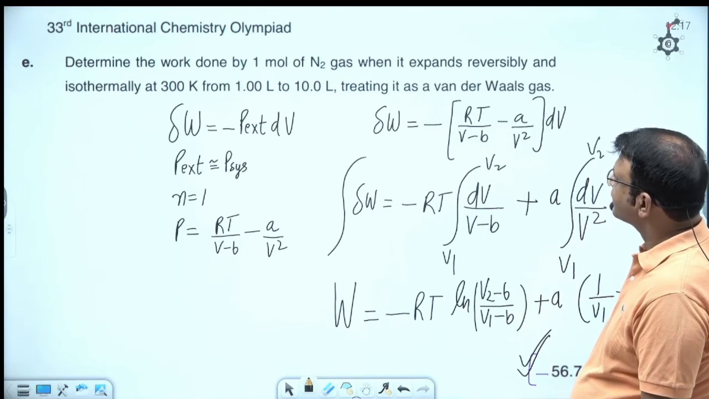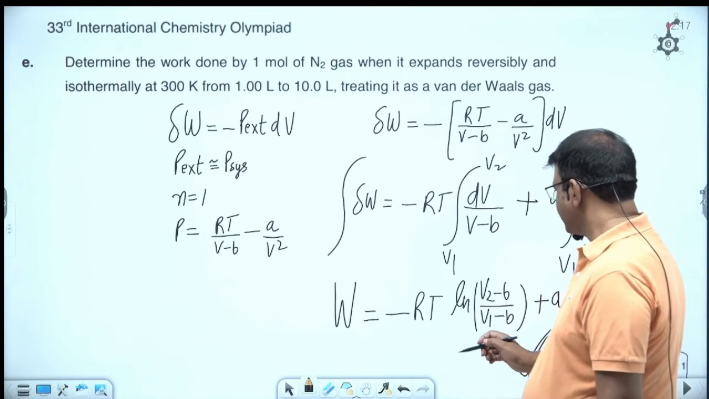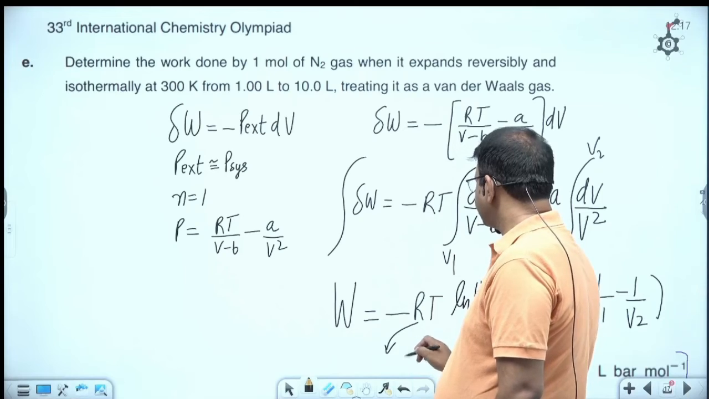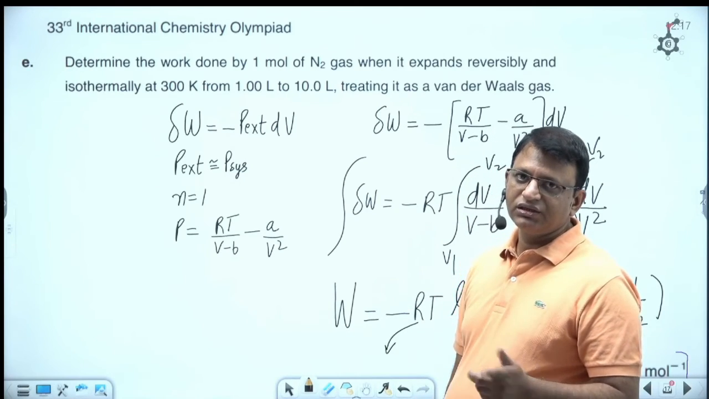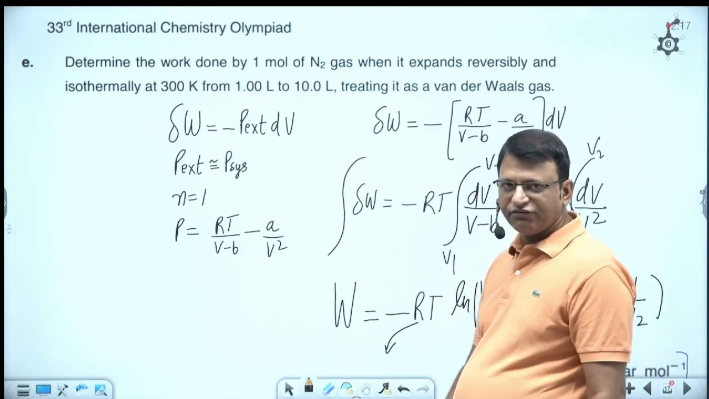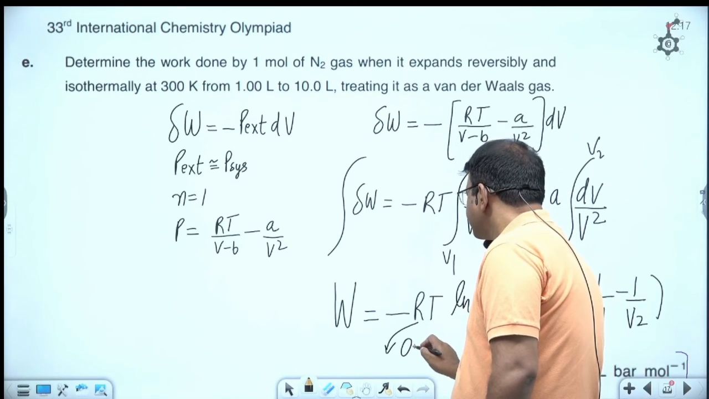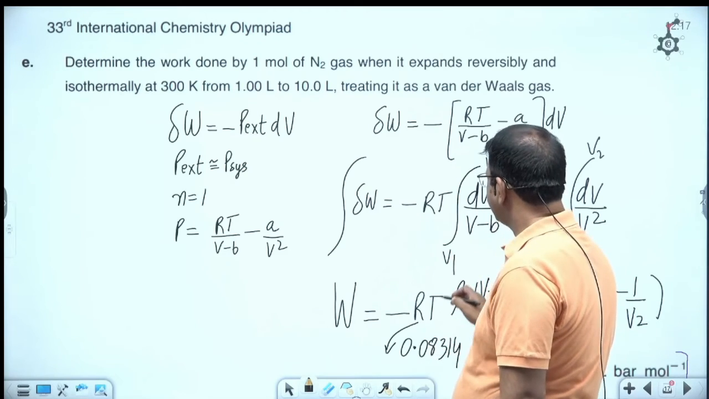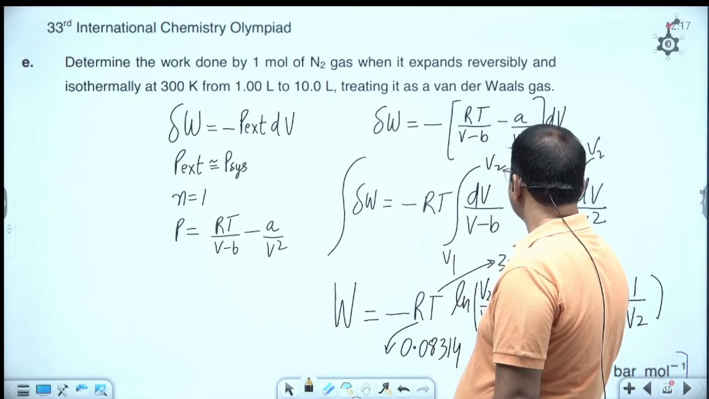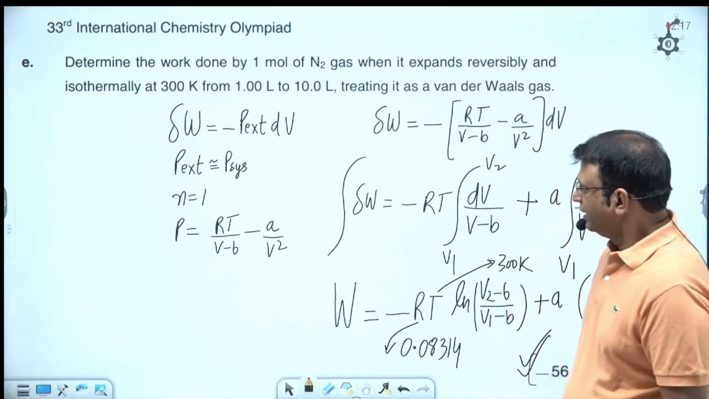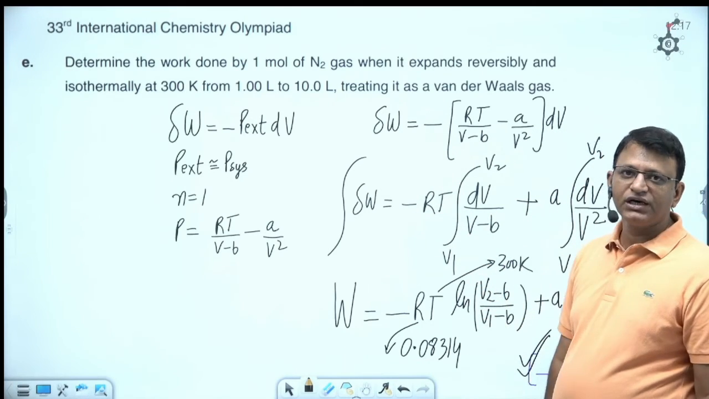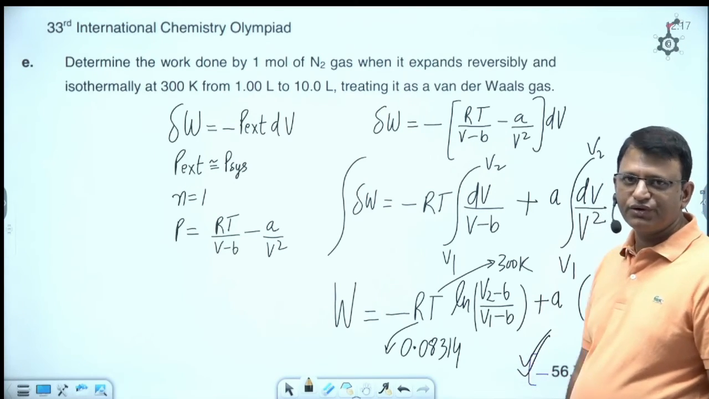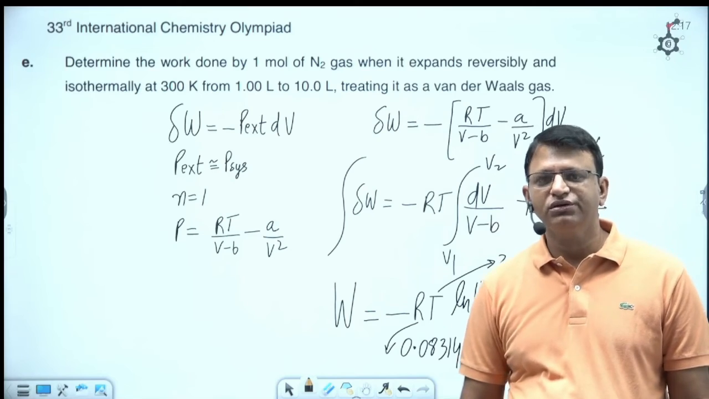So here when we are going to use this, the answer is given in liter bar, so what value of R should we use? When the pressure is in bar, the volume is in liter, and temperature is in Kelvin, then we should use the R value 0.08314. So when we put this value, temperature is already given, that is equal to 300 Kelvin. V2 is 10, V1 is 1, A and B are given for the nitrogen gas. Then we can calculate what is the work done during this isothermal reversible process.